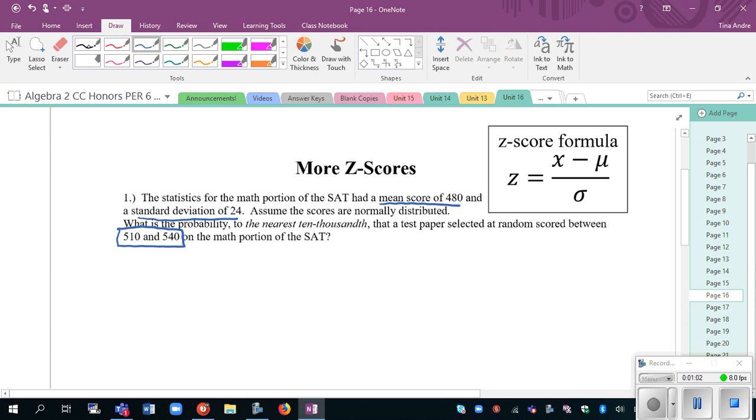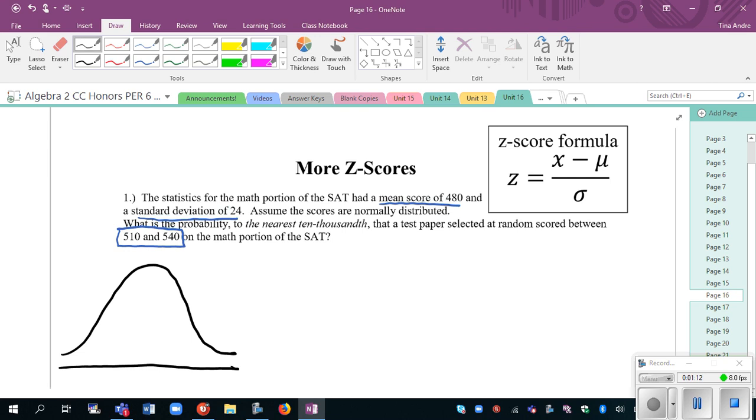So let's go ahead and start with our picture. Let's draw out our normal curve here, and let's go ahead and label what we have. The mean is 480, and the standard deviation is 24. Let's start with the right-hand side here. Add my 24, so I have 504. Add another 24, so 528. Add another 24, 552.